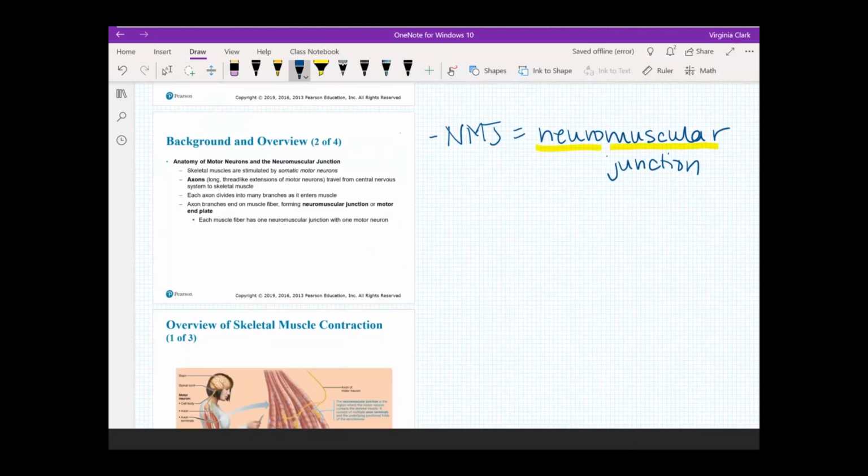And at the neuromuscular junction, what you'll actually see is, here's my neuron, and it will be called an axon. It's the final communication pathway. So it'll be the axon of a motor neuron, and it will be connecting to what is called the motor end plate of a muscle fiber.